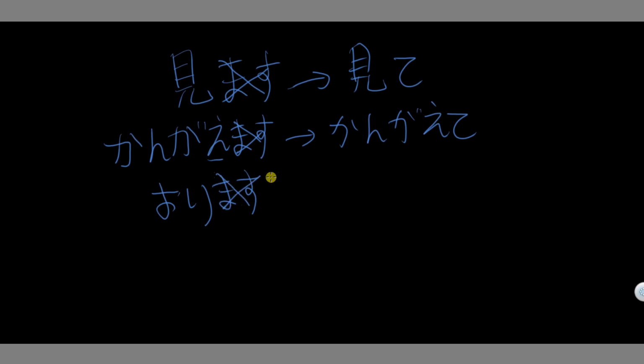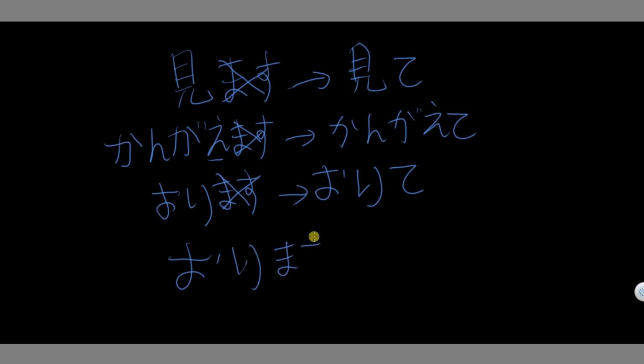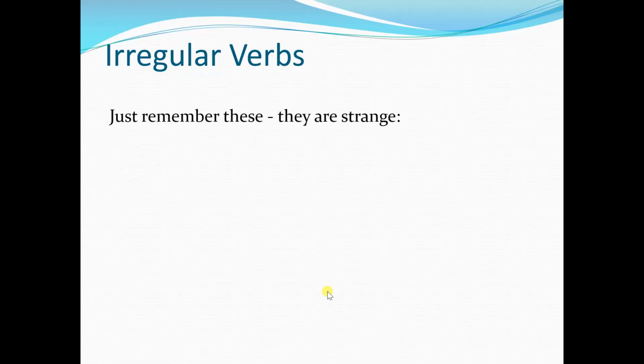Orimasu. This looks like group 1, but in fact it's not. It's group 2. Take off the masu and add te. Orite, to get off the train. Look, I'll show you why. If orimasu were a group 1 verb, you would take off the rimasu and replace it with a small tsu and te. Otte. So if I said densha o otte, it means I folded the train in half or something.